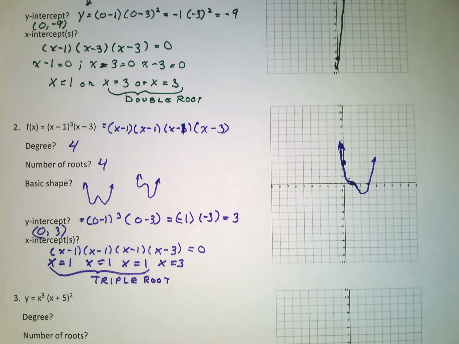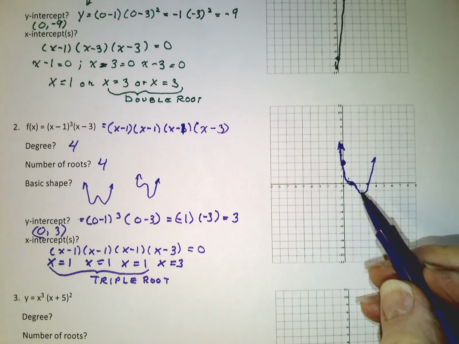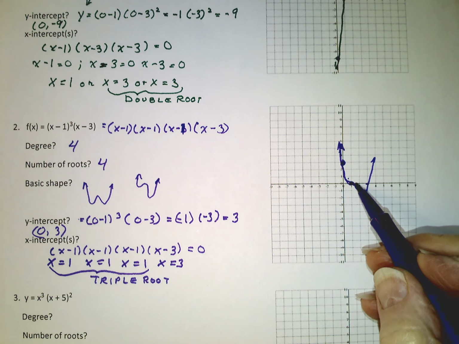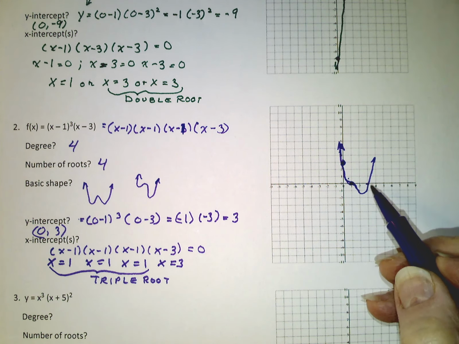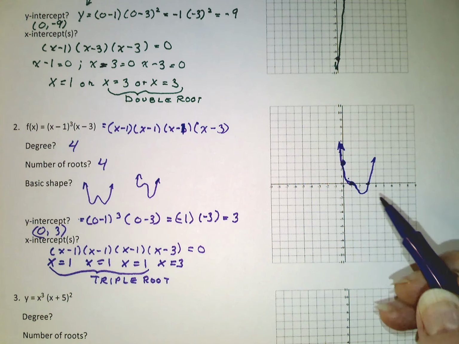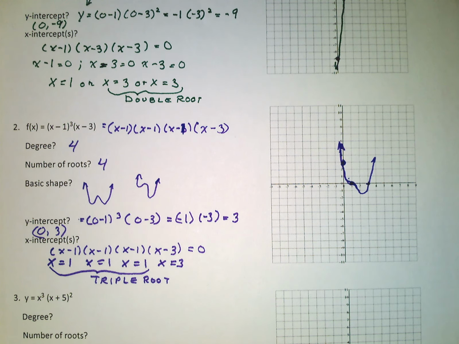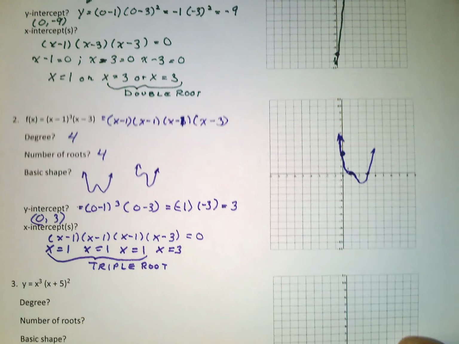And we do indeed have 4 roots. There are 3 roots right here at x equals 1, and then the 4th root over here when x equals 3. Got one more.